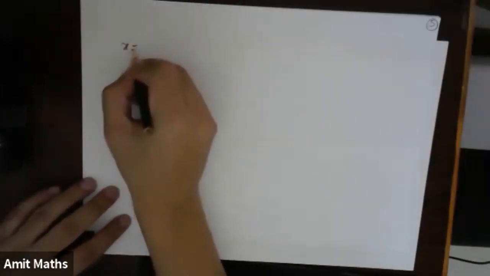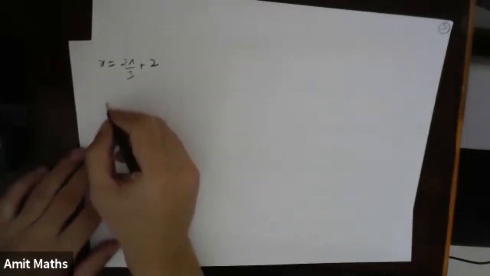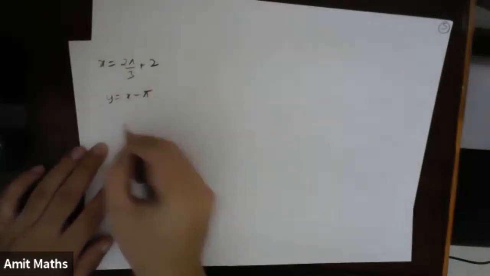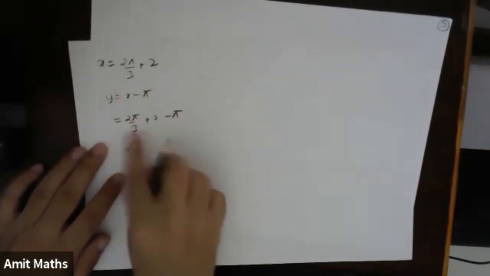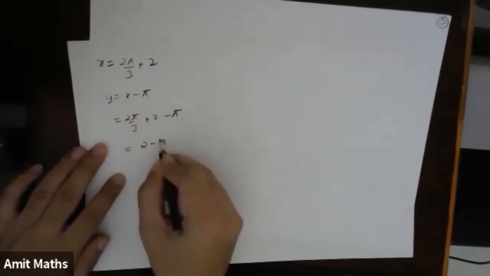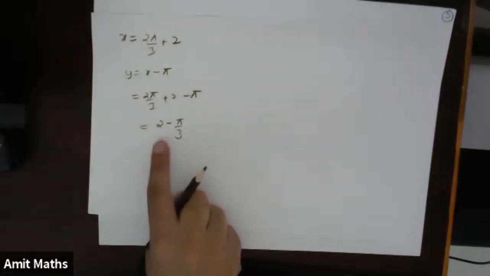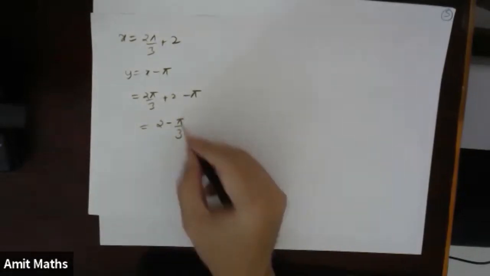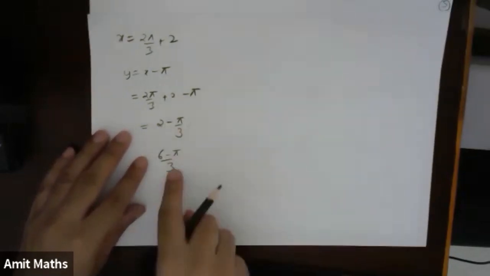So x is equal to 2 plus 2 pi by 3 and y is equal to x minus pi. So this is 2 pi by 3 plus 2 minus pi. So this becomes 2 minus pi by 3. Okay. So this will be 6 minus pi by 3.